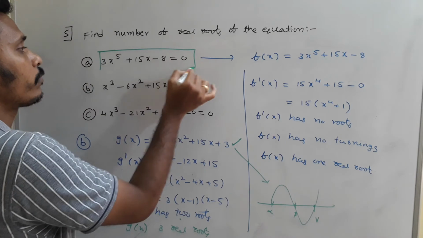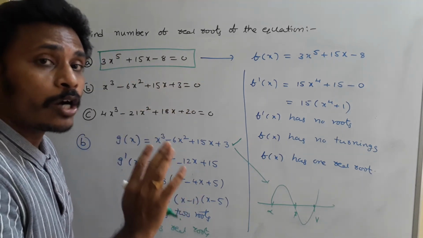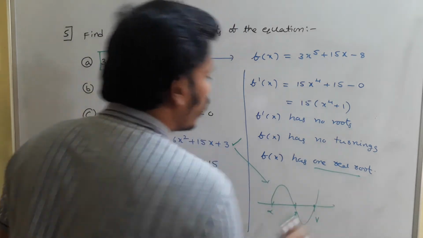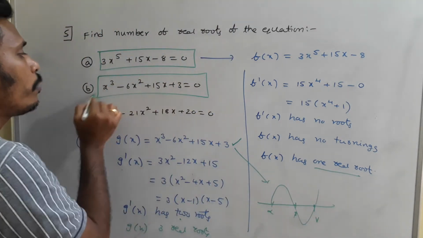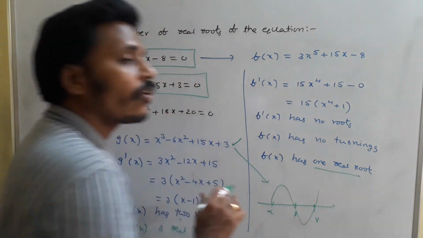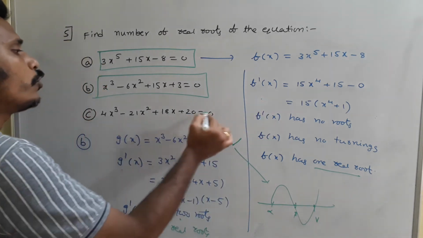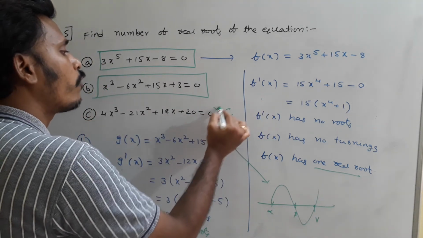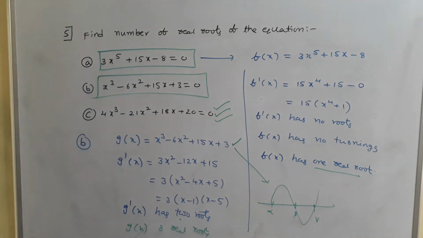The first equation is of 5th degree, so totally it has 5 roots, and among those 5 roots, one root is real, the other 4 are imaginary. And the second equation is a cubic equation, and this equation has all 3 roots as real numbers, right? And in the same way, you try to find the number of roots for bit c of the 5th one. Try once.